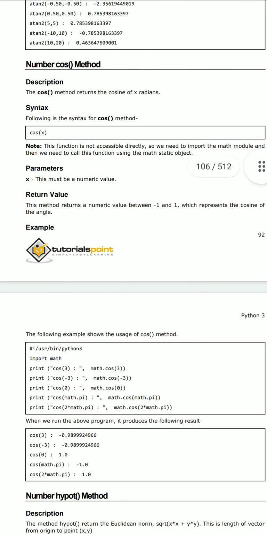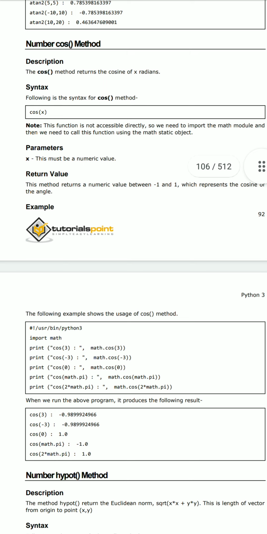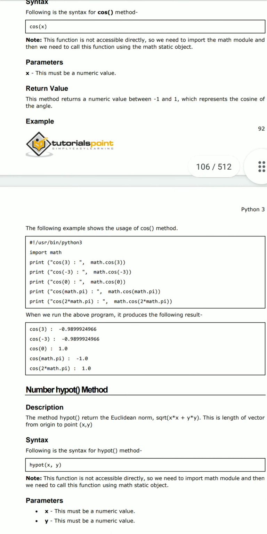And we have another method called cos method. By using this cosine method we can get the value, cos of x. Suppose I want cos of 3, and I don't know what the cosine value of 3 is. By calling math.cos of 3, I can get the exact cosine value of 3. And cosine of 0 is 1.0, and cosine of 3.14 will be -1.0, like this.